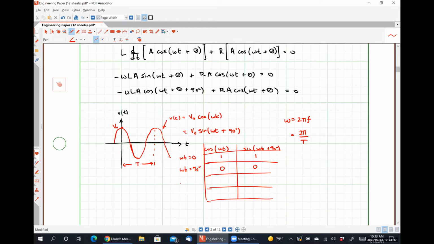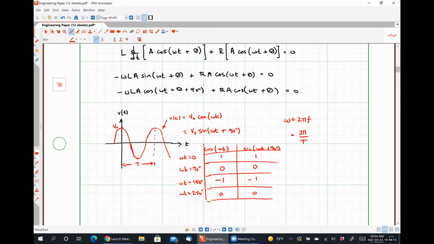All right, now let's say that omega t is equal to 180 degrees. What is the cosine of 180 degrees? Negative 1. And what is the sine of 270 degrees? Negative 1. And finally, omega t is equal to 270 degrees. This would look like 0, and this guy would also look like 0.